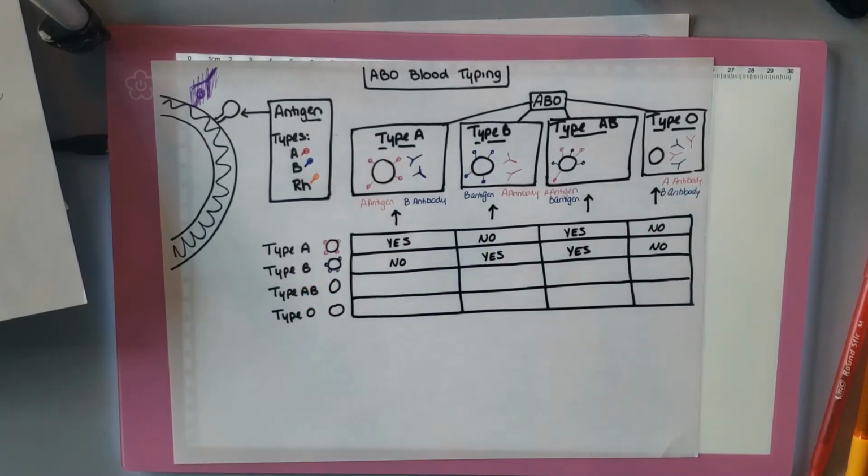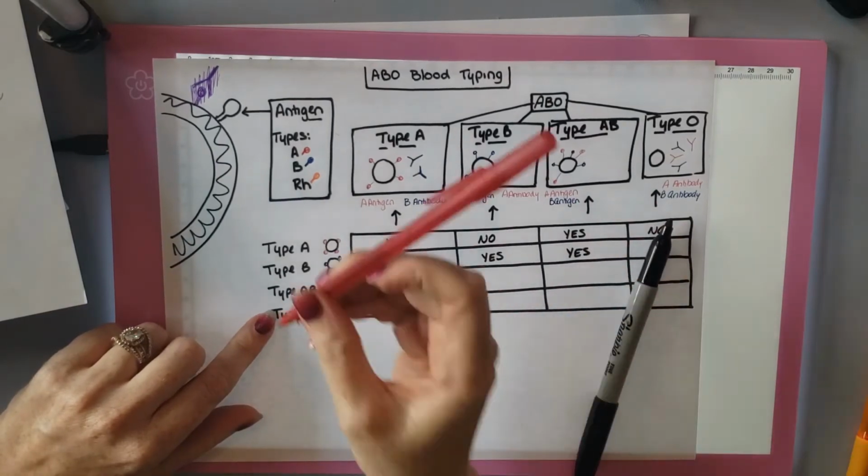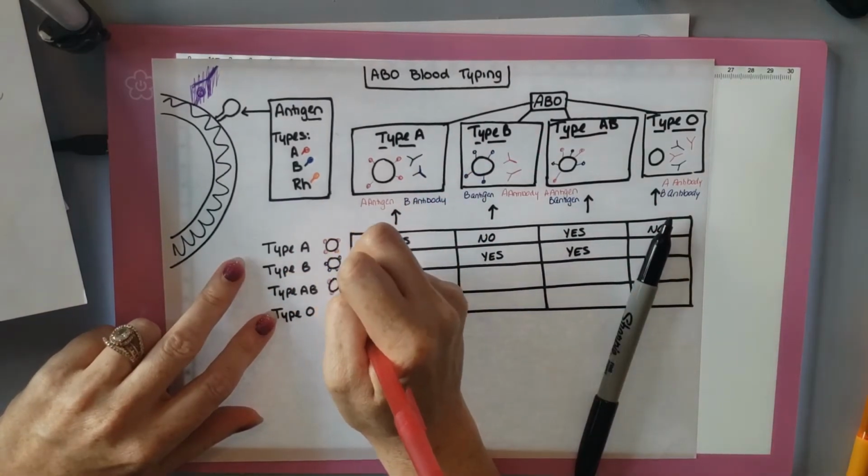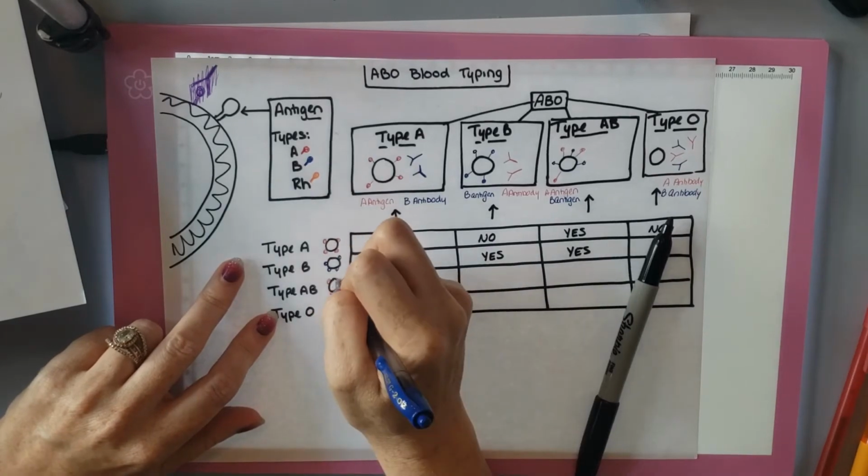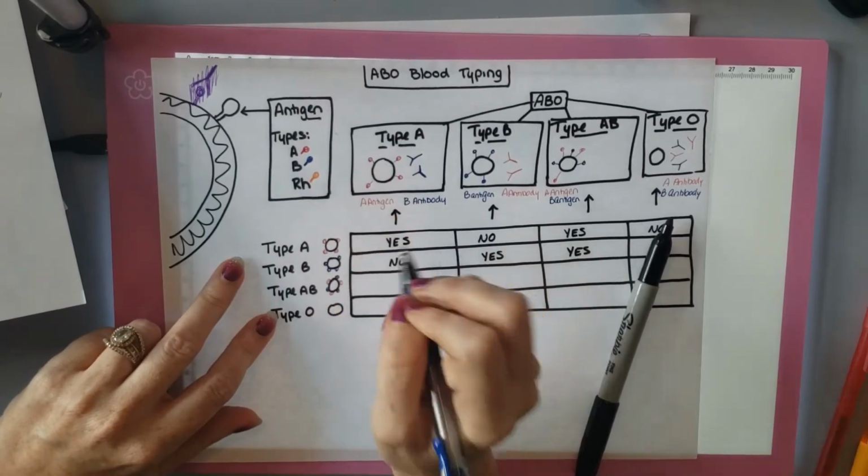All right. Now you have type AB, which is both. How fast can I color? Okay.